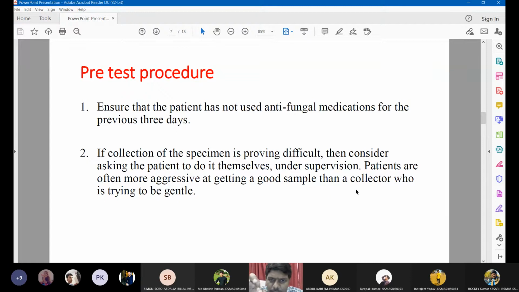Under our supervision, we must allow the patient to collect samples by himself. By this, we may get a very good amount of sample rather than being gentle from our side. Sometimes the patient will be harsh on collecting samples by themselves. So sometimes it is advisable to allow the patient to collect samples, whether hair, skin, or nail. These are the two important pre-test protocols that we need to ensure. First, the patient is not using any antifungal medications for the past 3 days. Second, we can also allow the patient to collect samples by himself.